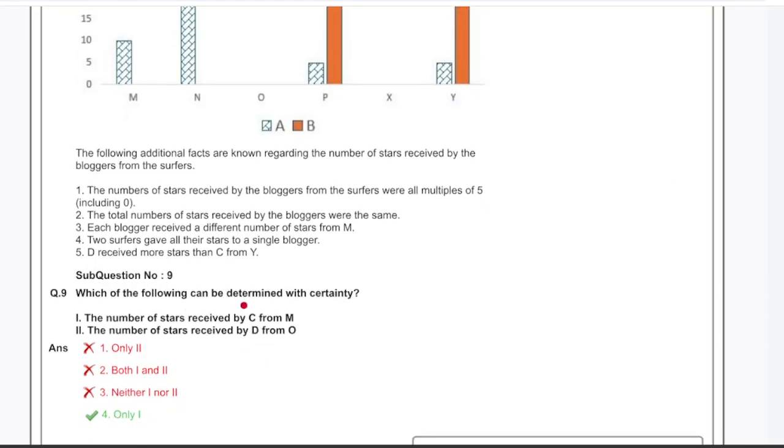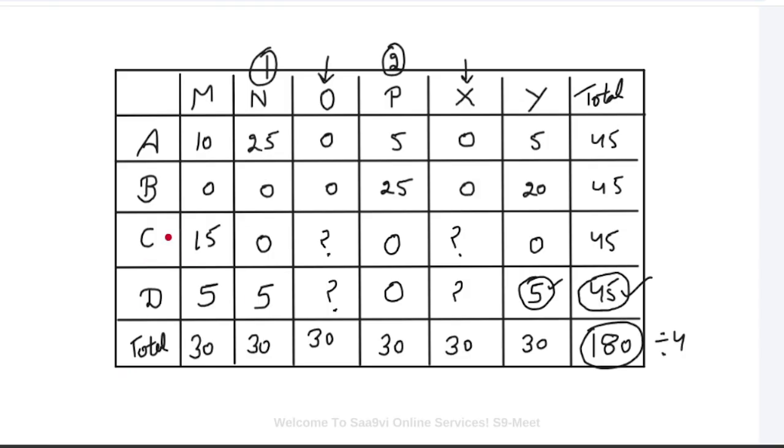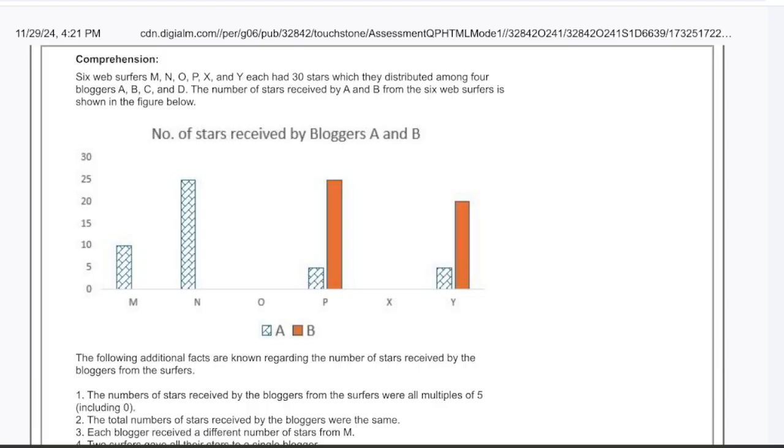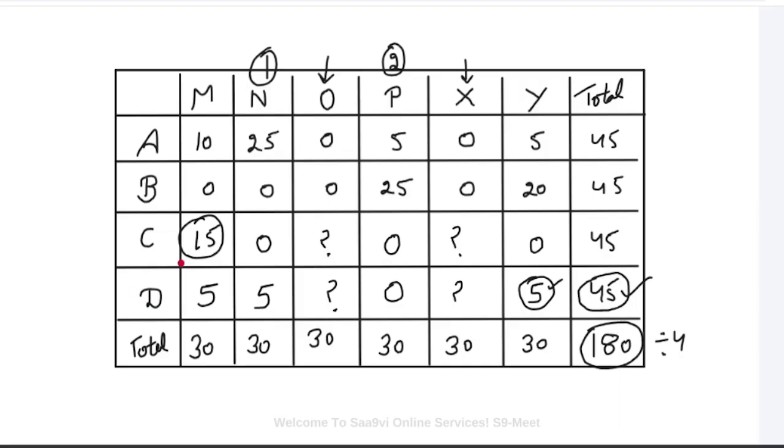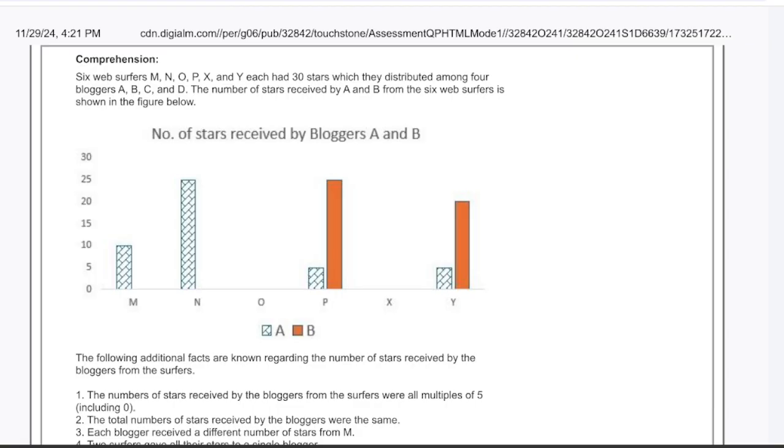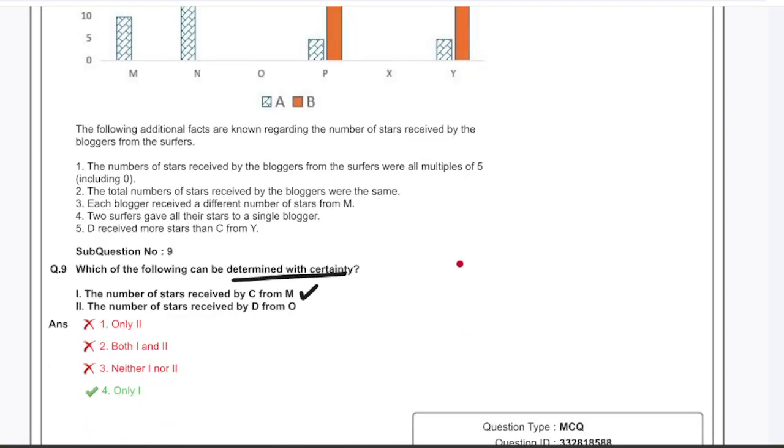The last question: which of the following can be determined with certainty? The number of stars received by C from M. We got 15, so that we can clearly find out. And the number of stars received by D from O. Now D from O, it can be 30, it can be 0. We can't be sure about it. That means the second information we can't be sure of, the answer is only 1.